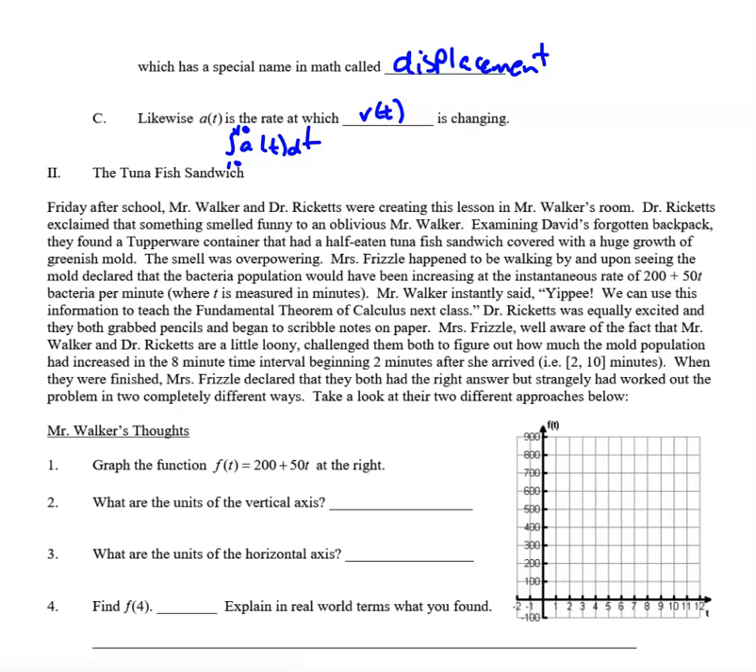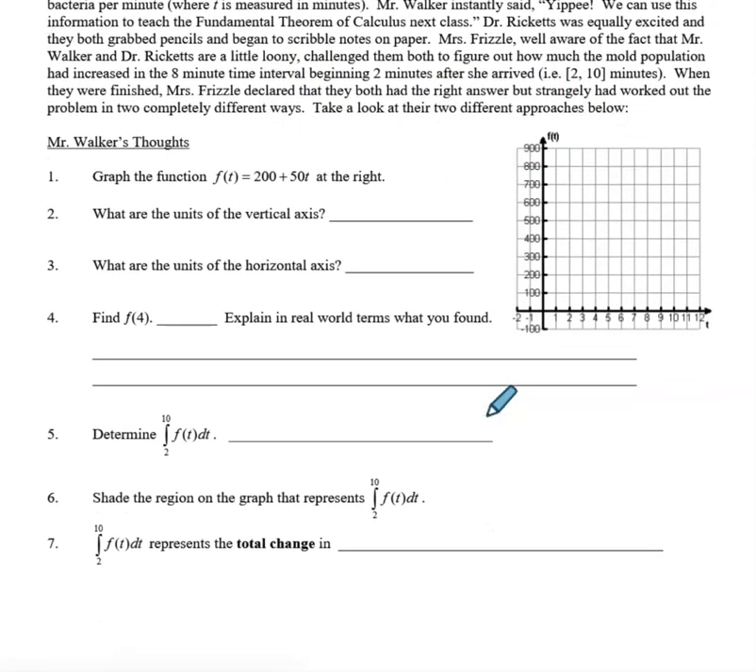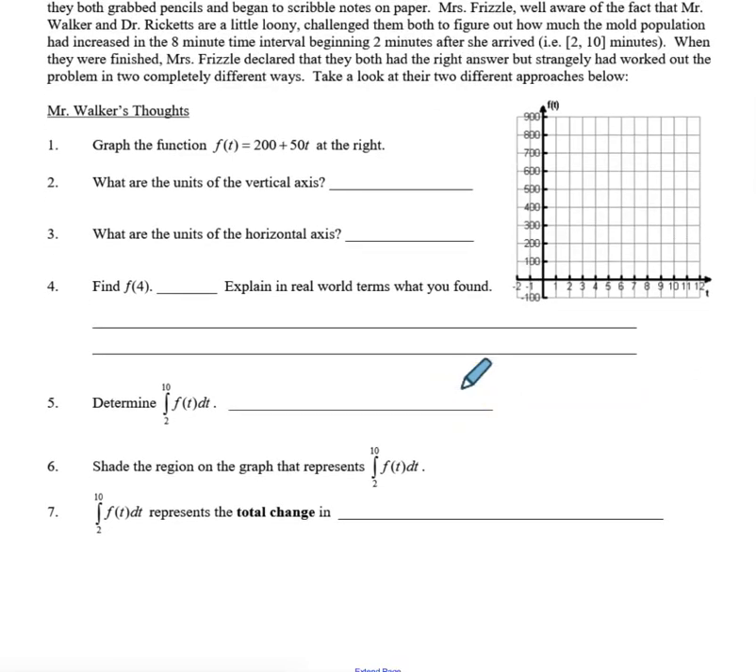And Dr. Ricketts was equally excited, and we both grabbed pencils and ran to scribble notes on a piece of paper. Mrs. Frizzle, who was well aware of the fact that both of us are a little loony, challenged us both to figure out how much the mold population had increased in the 8-minute time interval beginning 2 minutes after she arrived, i.e. on this interval from 2 to 10 minutes. When we were finished, Mrs. Frizzle declared that we both had the right answer, but strangely had worked out the problem in two completely different ways. So let's take a look at the two approaches.